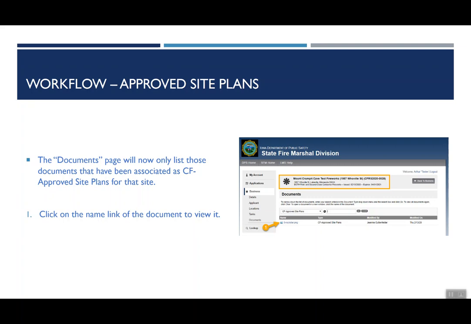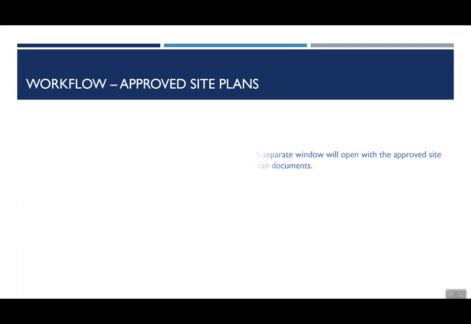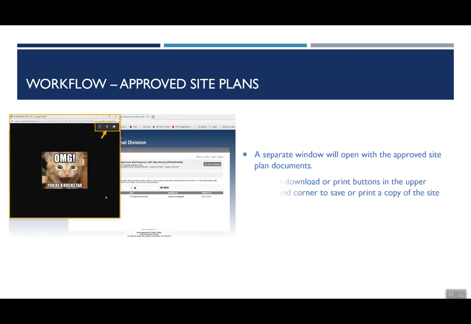Go ahead and click on the document name link to view it. A separate window will be opened with the approved site plans. You can print or download and save this PDF by using the buttons in the upper right-hand corner of the window. When you're done, just click the X to close the window.